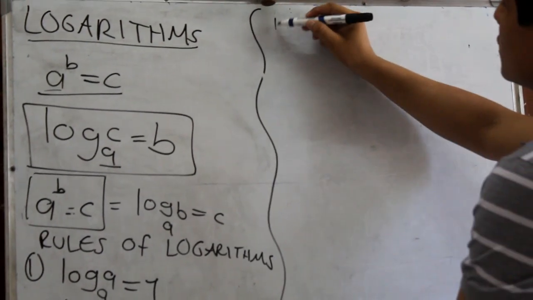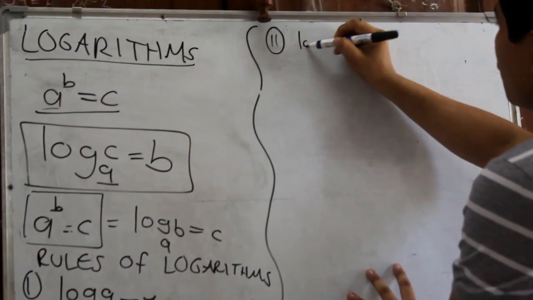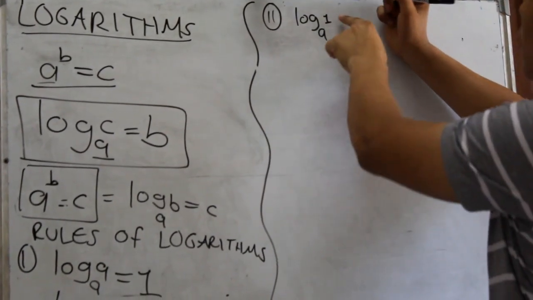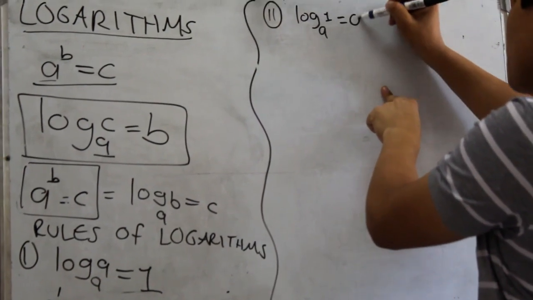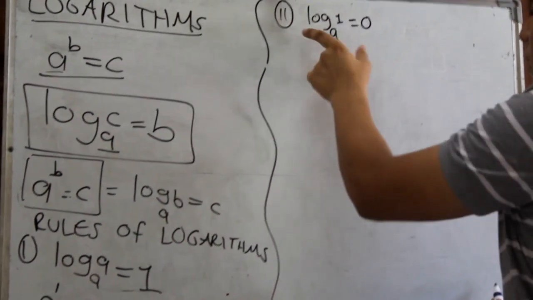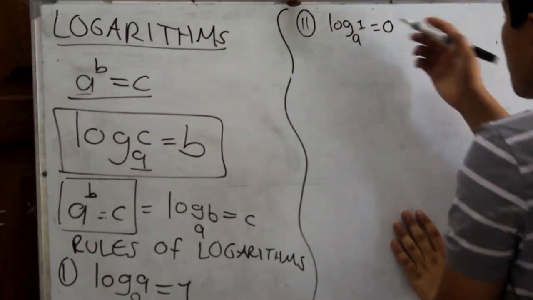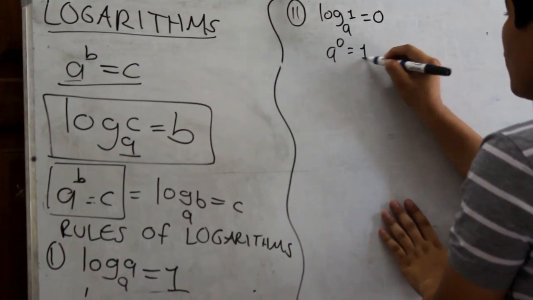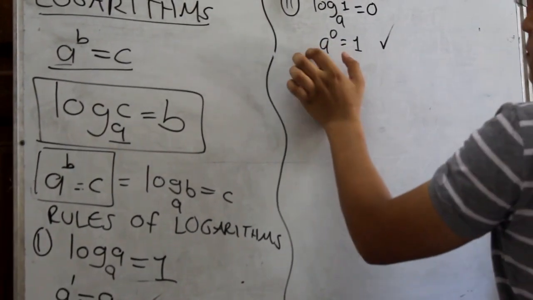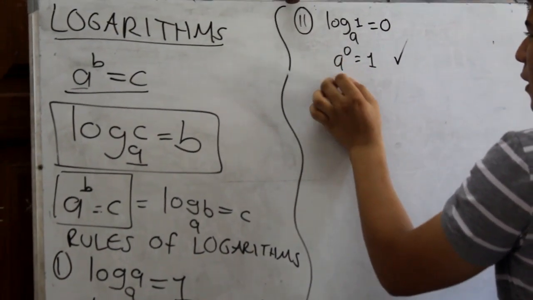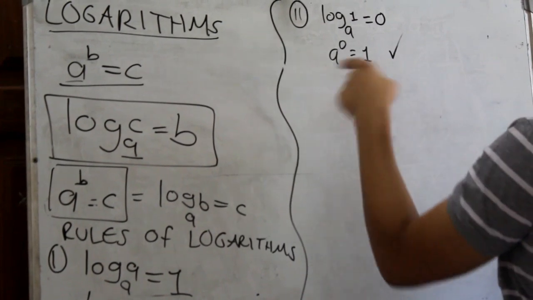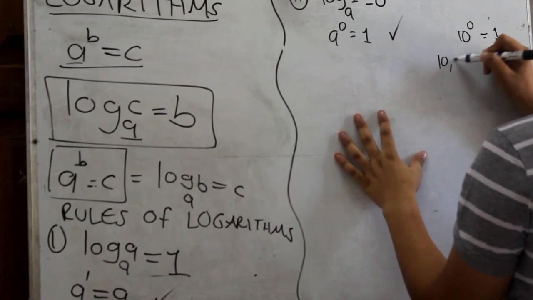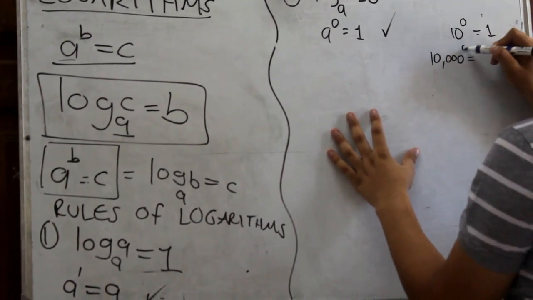Now my second rule, guys, says that if I have logarithm base a of 1, then my answer is going to be 0. You may be wondering, guys, why is it true and how can we prove it? If we change it to exponential form, we say that a power 0 is equal to 1. And this is true because any number power 0 gives 1. If you have, let's say, 10 power 0, you get 1. If you have 10,000 power 0, you get 1.